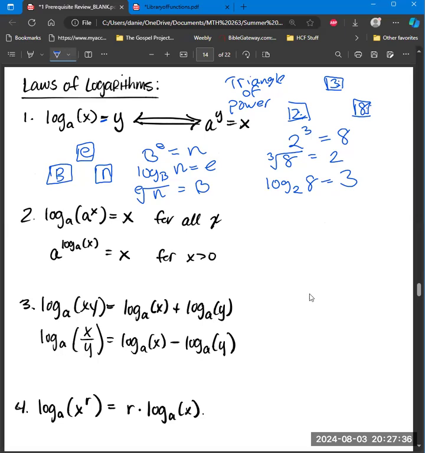Okay, since logs and exponentials are inverses of one another, when I compose them, I get x here for all x's. It doesn't matter whether I stick an exponential with the same base within a log, or a log of the same base within an exponential. They'll undo one another. Watch out, this is true for all x. This is only true for x greater than 0 because of the restriction here on the log function.